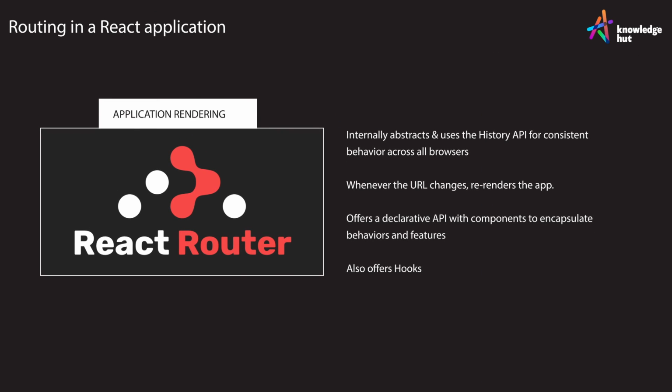Internally, React Router abstracts the History API implementation and maintains a track of the browser's history. Whenever the URL changes, React Router re-renders the application. During this time, the library syncs the right set of components to the URL. The library offers a declarative API with components that encapsulate every facet of the routing process. The library also offers a set of hooks to build custom features with function components.